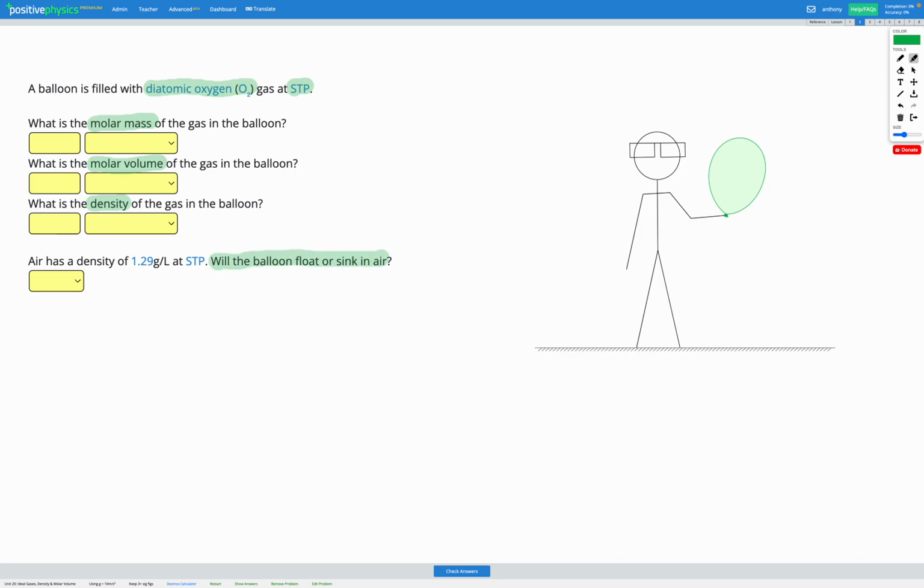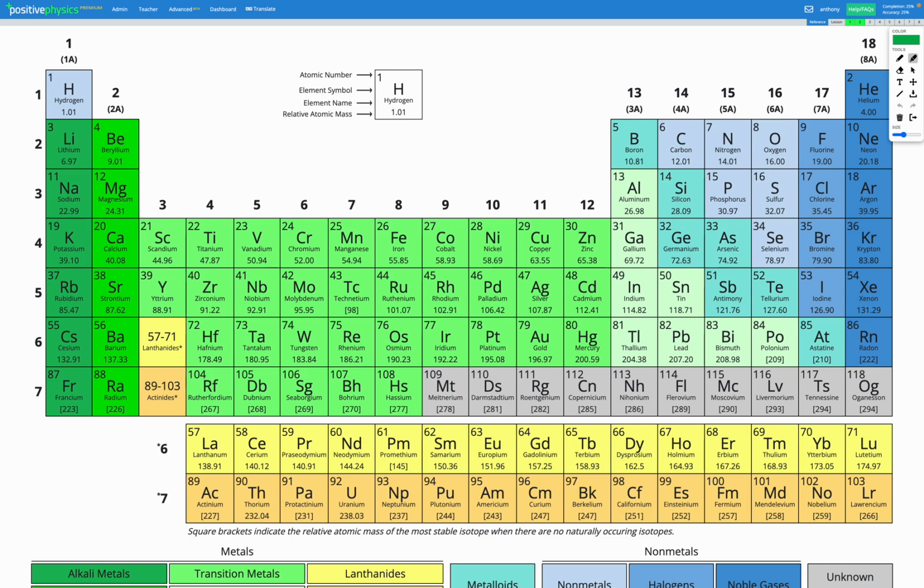So our first step is going to be finding the molar mass. Let's go to our periodic table and find oxygen. Here it is. The atomic mass of oxygen from our periodic table is 16.00 grams per mole. However, we're talking about diatomic oxygen gas, that's O2, so we've got two oxygens. So it's actually going to be 2 times 16, which is 32.00 grams per mole. So that's going to be our molar mass for oxygen.